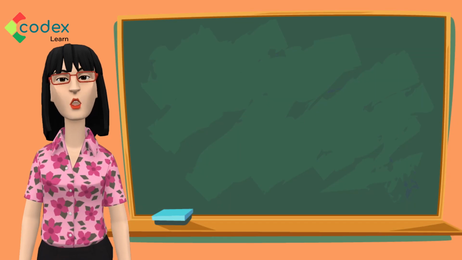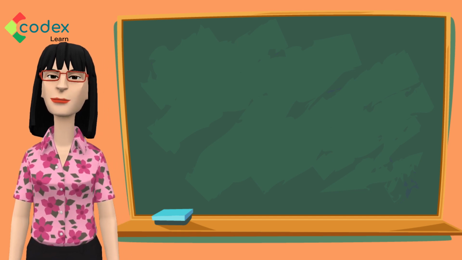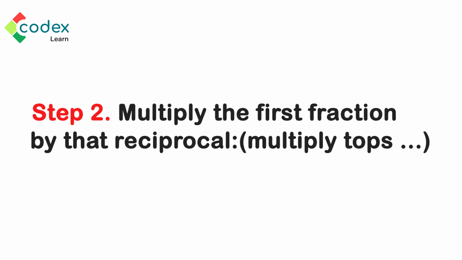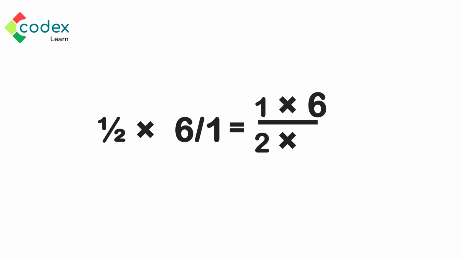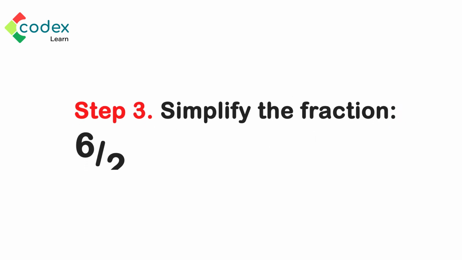Step 1. Turn the second fraction upside down. It becomes a reciprocal. 1 above 6 becomes 6 above 1. Step 2. Multiply the first fraction by that reciprocal. 1 above 2 times 6 above 1 equals 6 above 2. Step 3. Simplify the fraction: 6 above 2 equals 3.